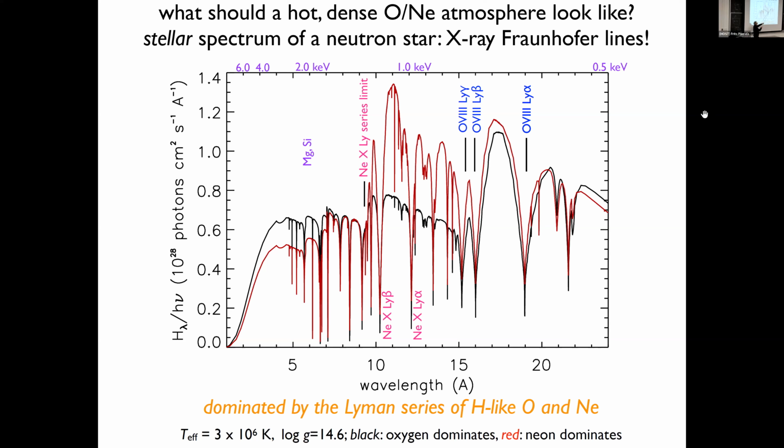This here is oxygen 8, hydrogen-like oxygen Lyman alpha. This is Lyman beta, Lyman gamma. The temperature and density are so high that most of the oxygen, if there's any bound, is in a hydrogen-like ionization state. And a similar series for neon. There's neon 10, Lyman alpha, Lyman beta, Lyman gamma, etc.